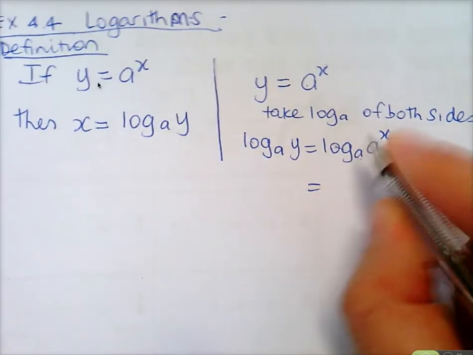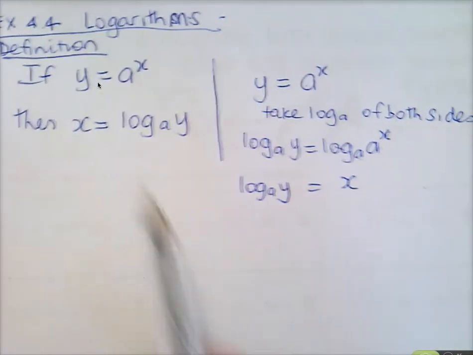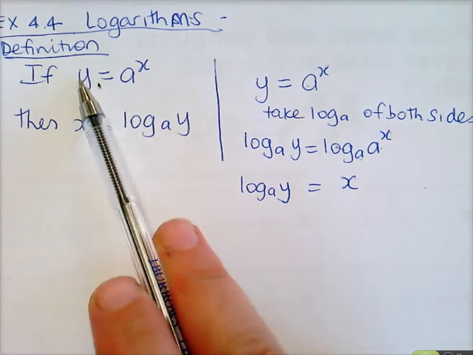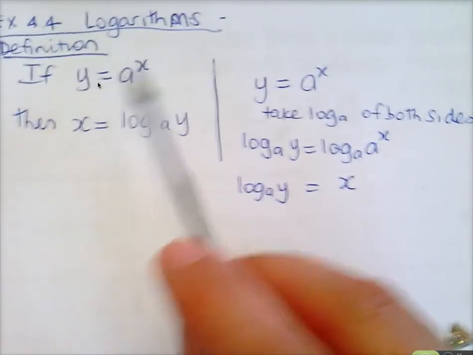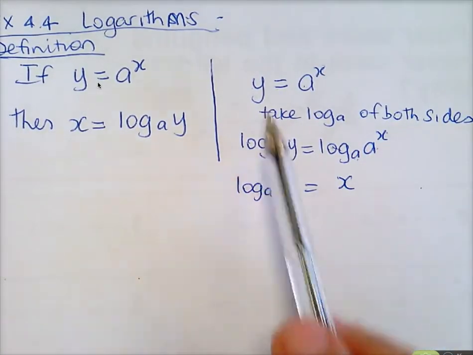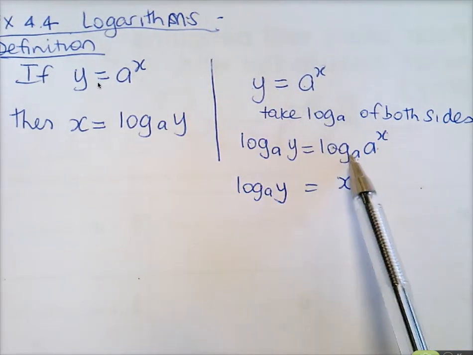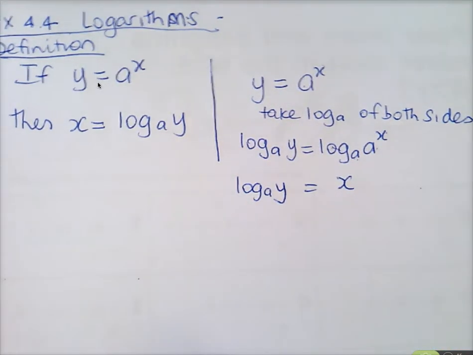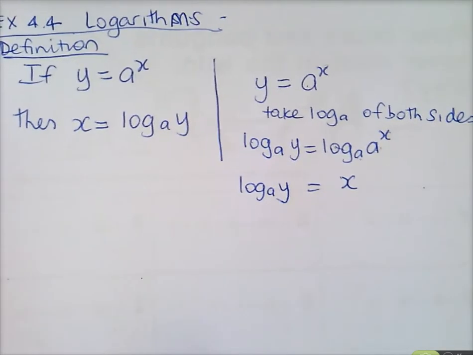So log to the base a of a is 1, just so you get x is log to the base a of y. If you see something like this, y equals a to the x, to make x the subject, you take log to the base a of both sides. So log to the base a of y equals log to the base a of a to the x, and log to the base a of a is 1.